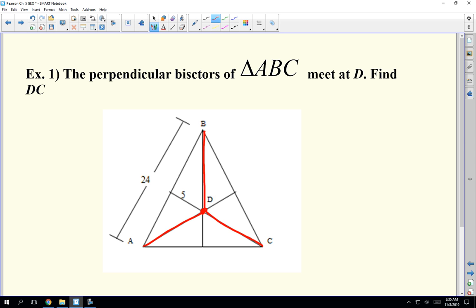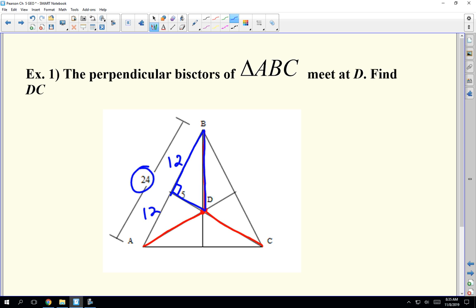So what that does is that creates some right triangles in here. I'll show you one. This guy right here is a right triangle. It's got a right angle right here. I know that, even though it doesn't quite look like it, because that's a perpendicular bisector. And not only does it hit at a right angle, but it's going to split this 24 in half, making this 12 right here, as well as this. This would be 12 as well.